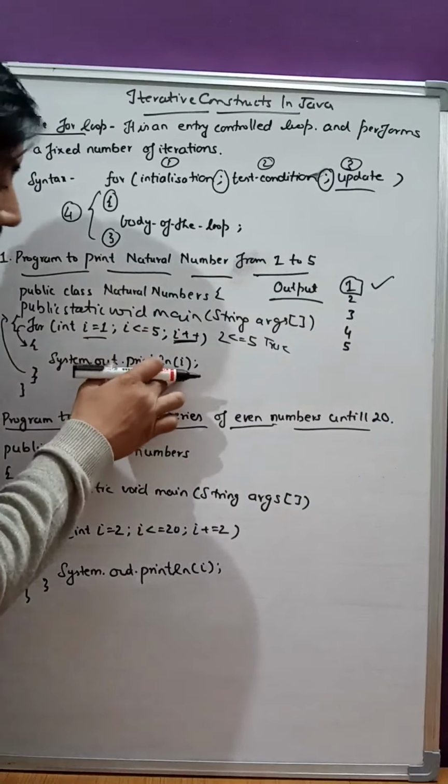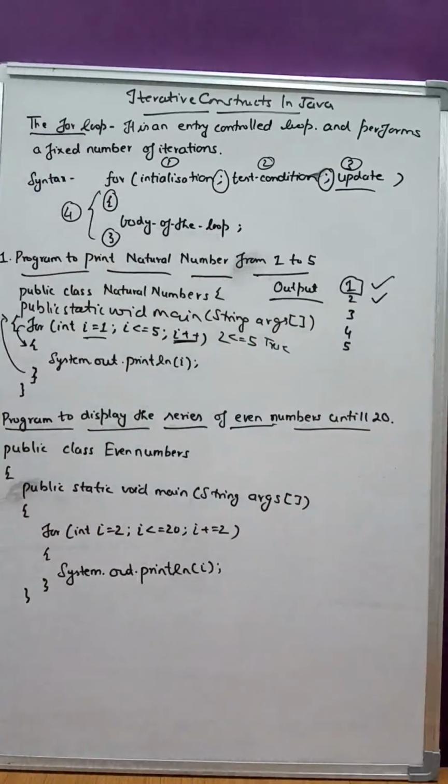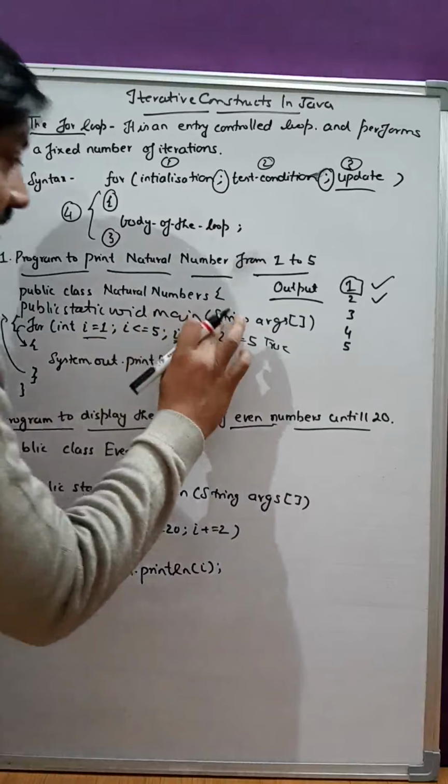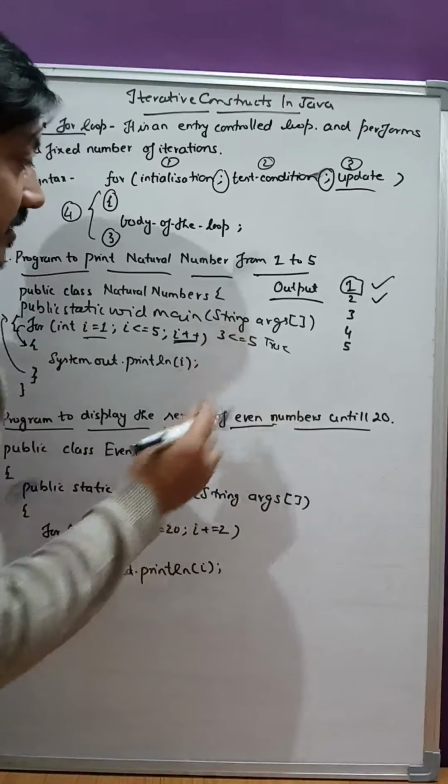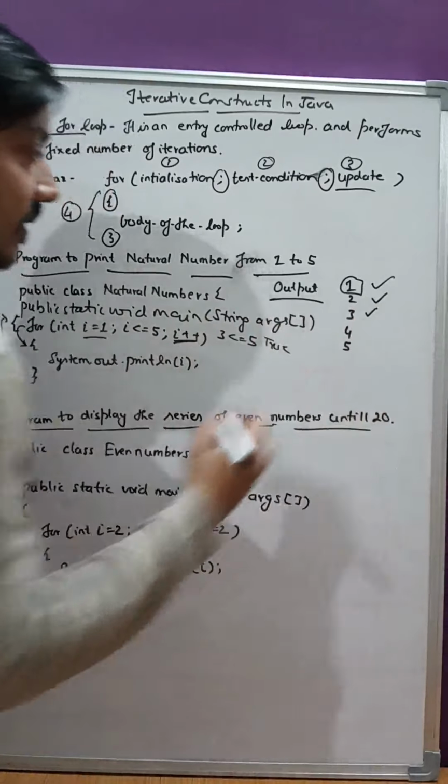So again you will be printing the value of I. This time the value of I is 2, so it will be printed. Now this will be repeated for the third time, having the value of I equal to 3. So 3 less than equal to 5, this condition is true. In this true condition, again 3 will be printed.